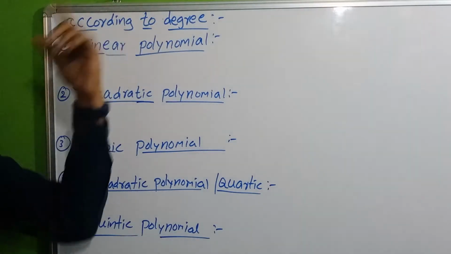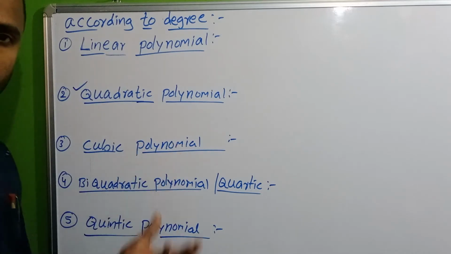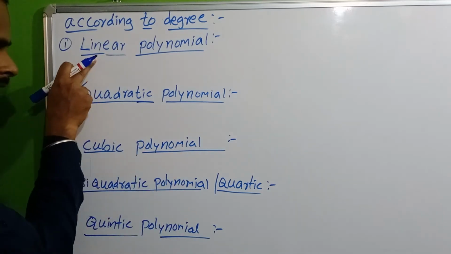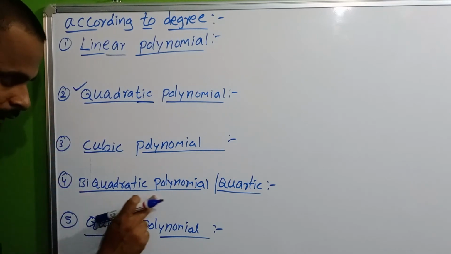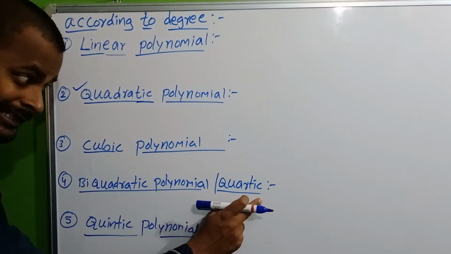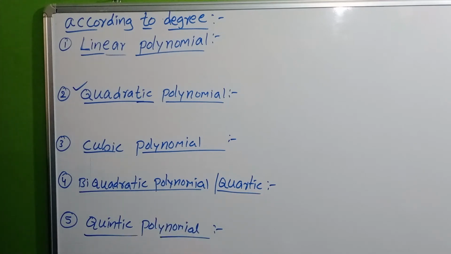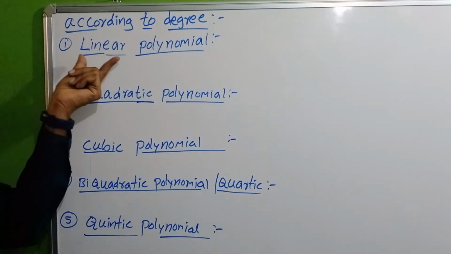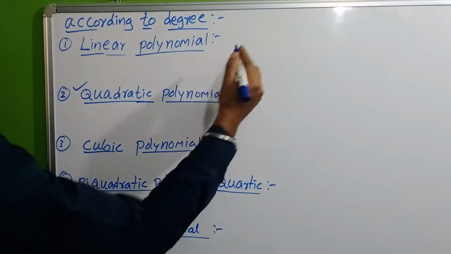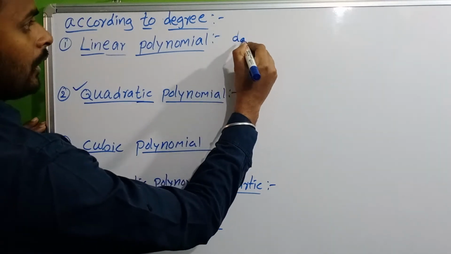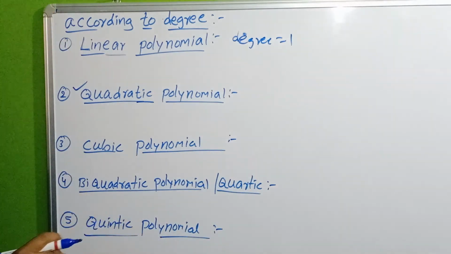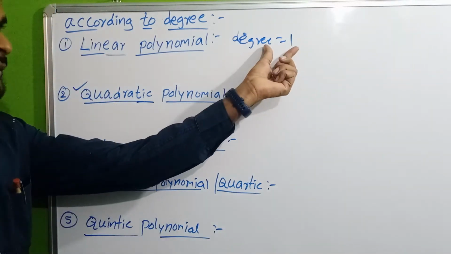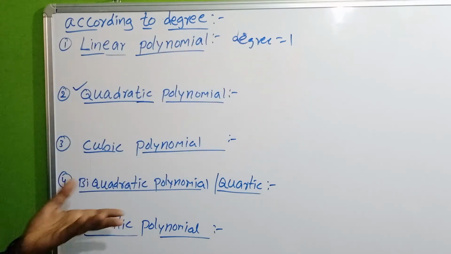According to degree. So according to degree, what are the types of polynomials? Means here linear polynomial, quadratic polynomial, cubic polynomial, biquadratic polynomial or quartic polynomial, quintic polynomials, and so on. Okay, here what is meant by linear polynomial? A polynomial of degree is 1, that polynomials are called linear polynomials. So which polynomial having degree is 1, that kind of polynomials are called linear polynomials.